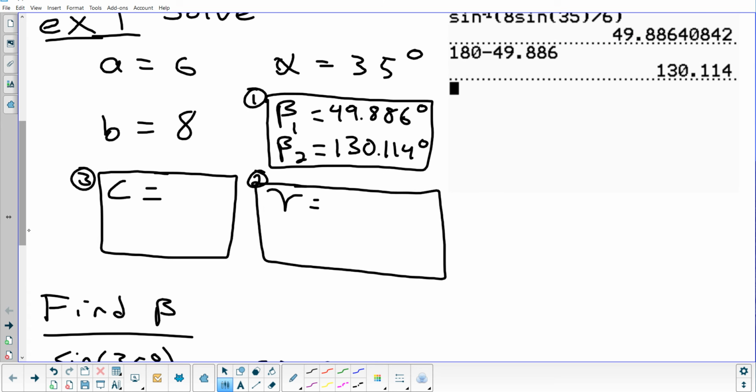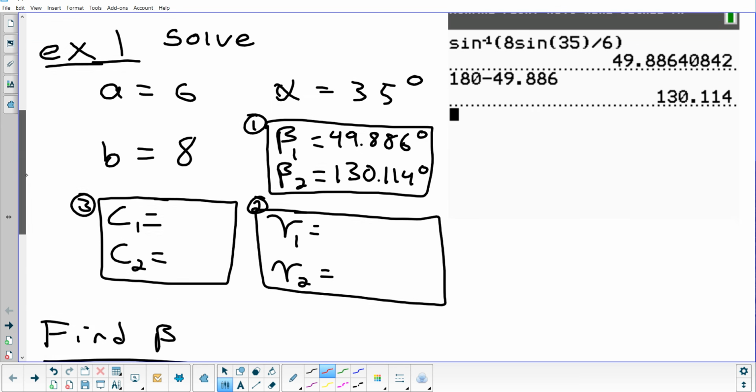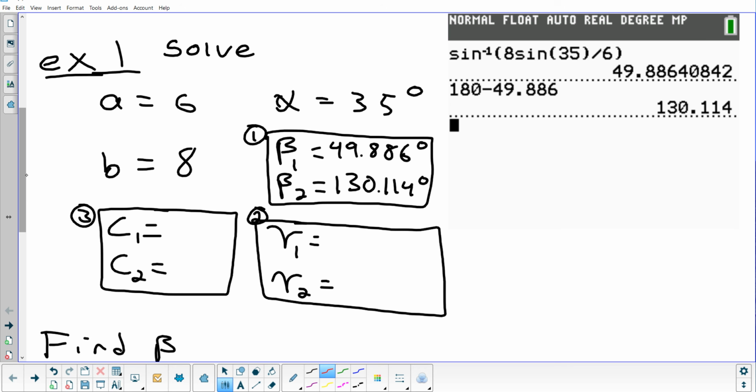And what I like to do now is if I know beta has two answers, everything has two answers, not the given. The given is done. Don't worry about anything that was given. But write down gamma 1, gamma 2, C1, C2. And so everything that is left to find is going to have two answers. If you're kind of confused about doing two problems at the same time, let me color code it so you can kind of see what's happening.